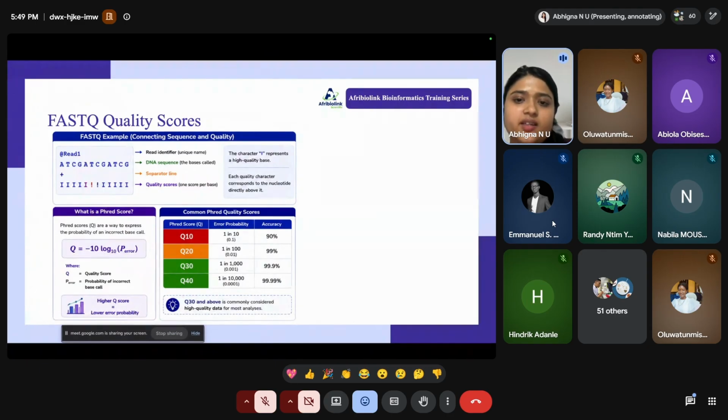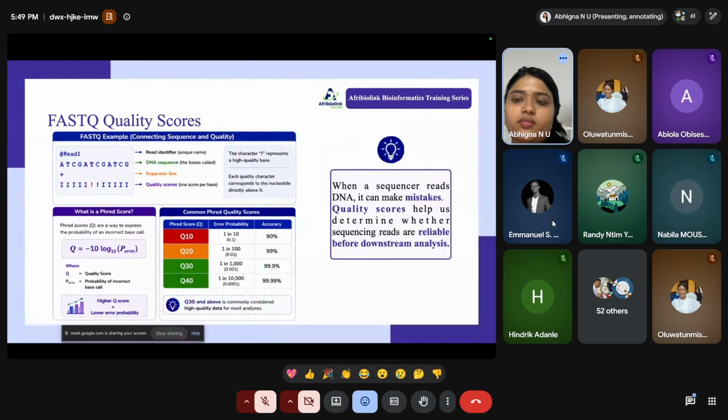When it is Q20, it is 1 in 100, there is a 1 in 100 chance that the base is wrong. And Q30 and Q40 are usually considered high quality data. When a sequencer reads the DNA, it can make mistakes. Everybody makes mistakes, and the quality scores help us determine whether the sequencing reads are reliable or not.